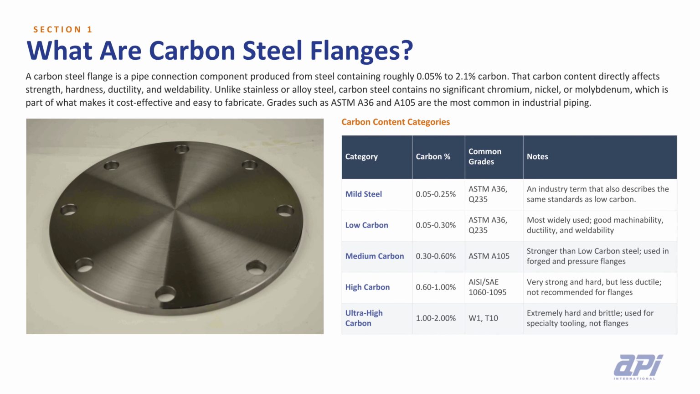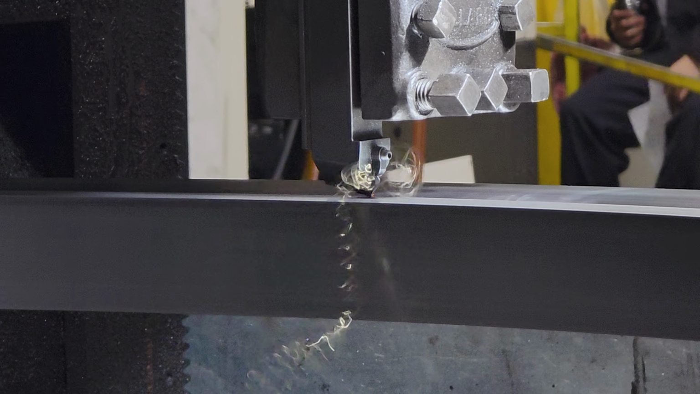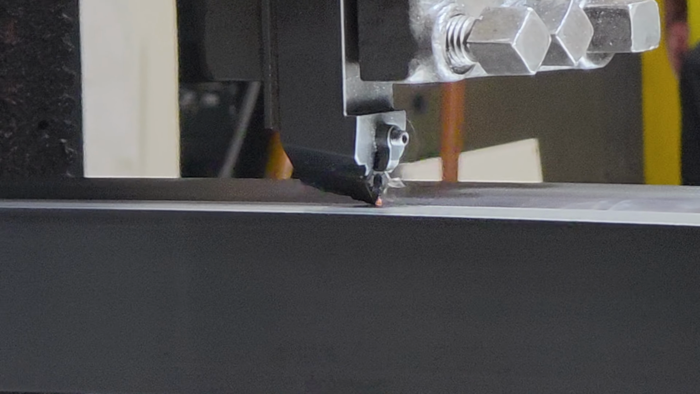A carbon steel flange is a pipe connection component made from steel containing roughly 0.05 to 2.1% carbon content, a composition that directly affects strength, hardness, ductility, and weldability. Unlike stainless or alloy steel, it contains little to no chromium, nickel, or molybdenum, which makes it economical and easy to fabricate. Carbon steel is usually grouped by carbon content.